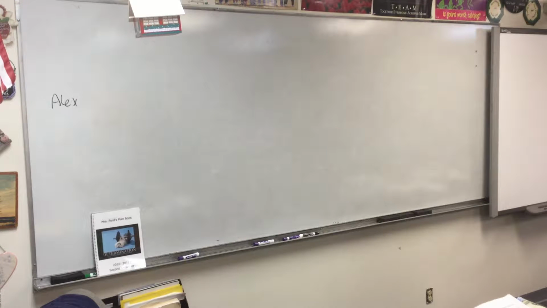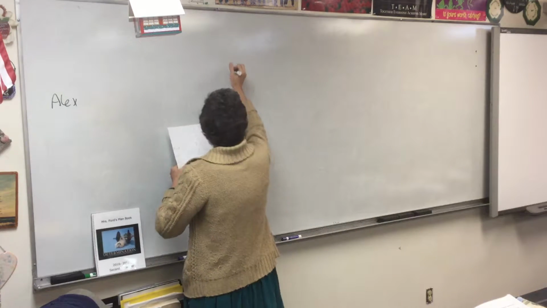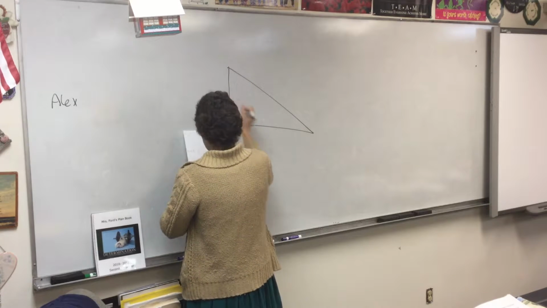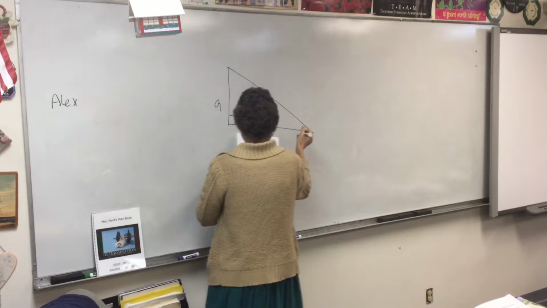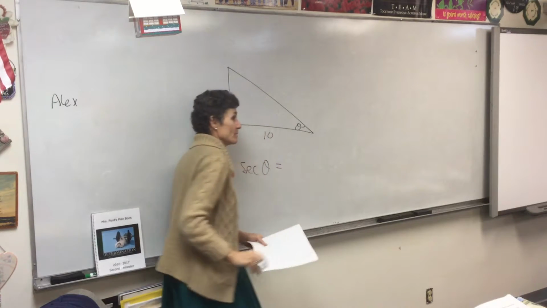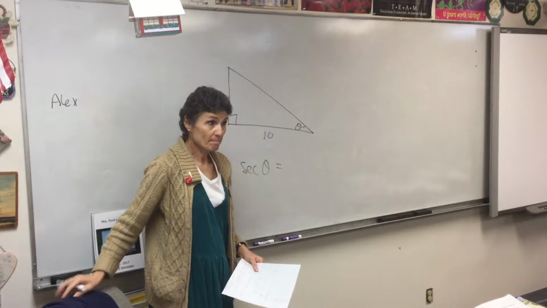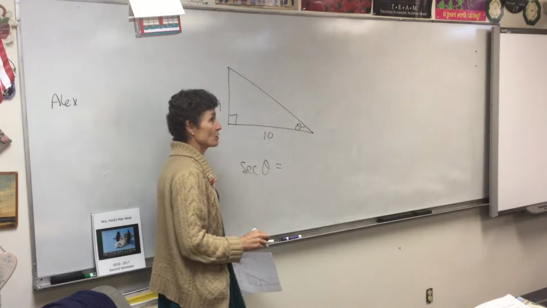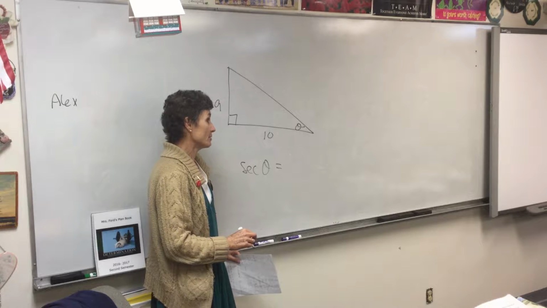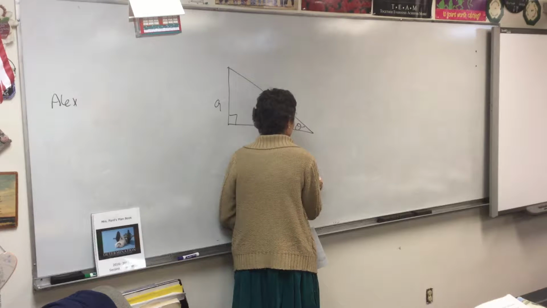We want to find the secant of theta. All right, so this requires a lot of stuff to remember, a lot of pieces to put back together. So the problem looks like this, and we want the secant of theta. Now I remember that secant is the reciprocal of cosine. Cosine is adjacent over hypotenuse, so I'll be doing hypotenuse over adjacent, right?